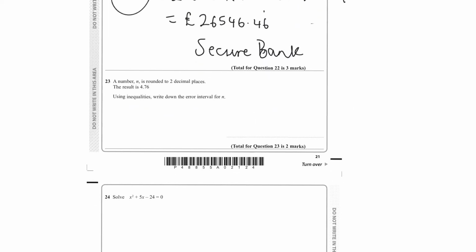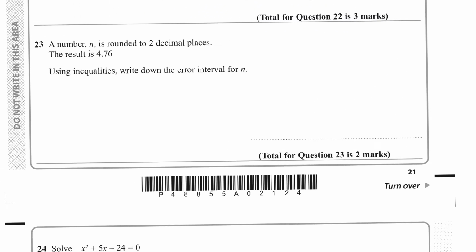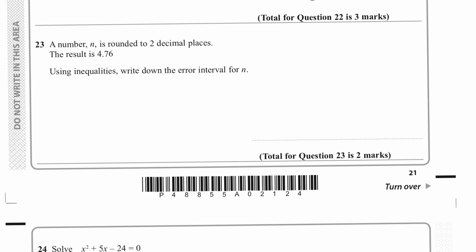Okay, having a look at question 23. So question 23, it says a number n is rounded to 2 decimal places. Write down an inequality of the error interval for n. So how we're going to do that is, basically, because it's been rounded, you either can round up a number or you round down a number. So if it was rounded up to 4.76, then the lowest number can be 4.755, because anything with 5 on the end rounds up.